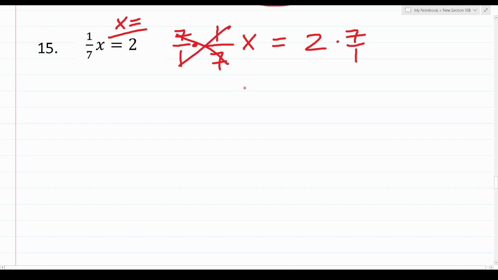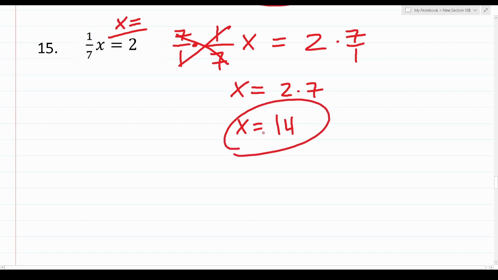This crosses out here and here, leaving you with just x over there. And again, let's think about this one this way. We have 2 times 7 over 1. Well, what is 7 over 1? That's 7 divided by 1. Anything divided by 1 is itself, so this is 2 times 7. Of course, 2 times 7 is 14. All right, so that's that one.